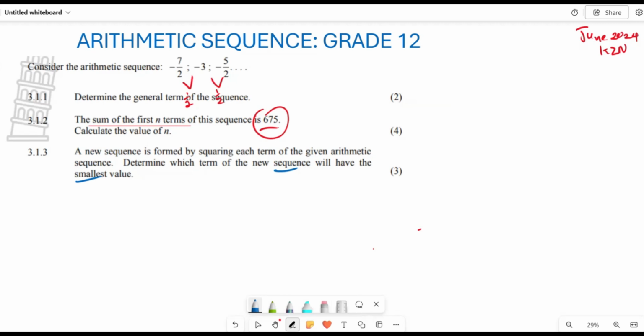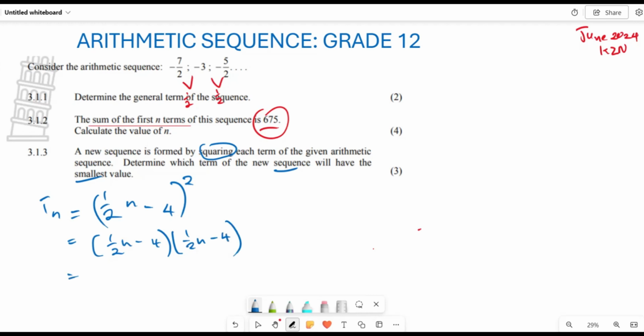Now, I want us to look at this. When you are squaring this, they are saying it's squared. So remember what we had here, the value of our Tn was given by 1 over 2 n, subtract 4 altogether. Now, by squaring, whatever we had here is being squared. Remember, this is the same as (1 over 2 n subtract 4) times (1 over 2 n subtract 4). When you multiply here, this is the same as 1 over 4 n squared.